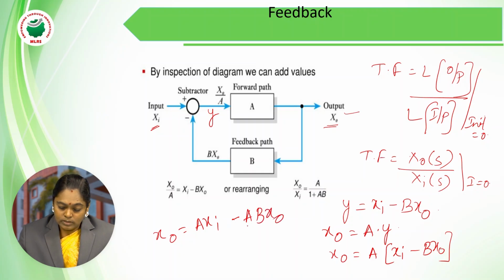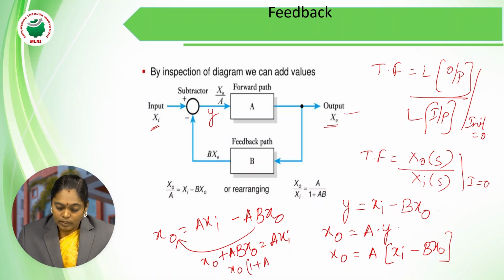So if I take this term to this side, can I say it becomes x naught plus ab x naught, which is equivalent to axi. If you take x naught as common, what will be left over? 1 plus ab is equivalent to axi. As I told you, transfer function is nothing but output by input. So here output is nothing but x naught and input is nothing but xi. So the transfer function for this one is a by 1 plus ab.